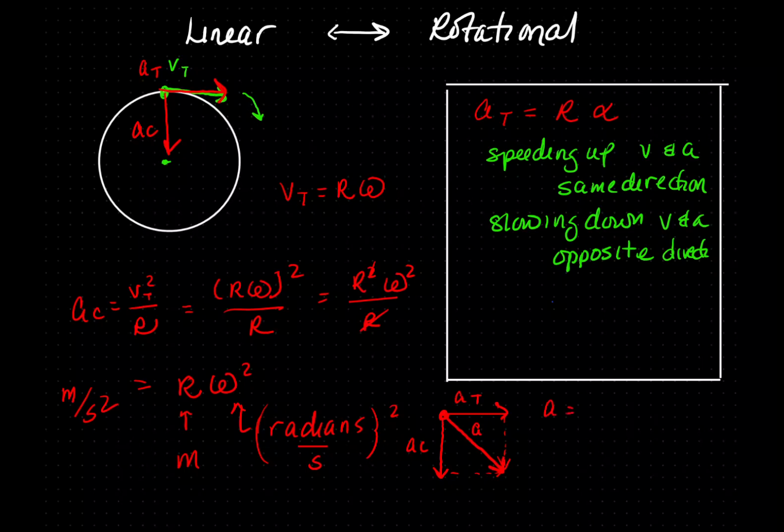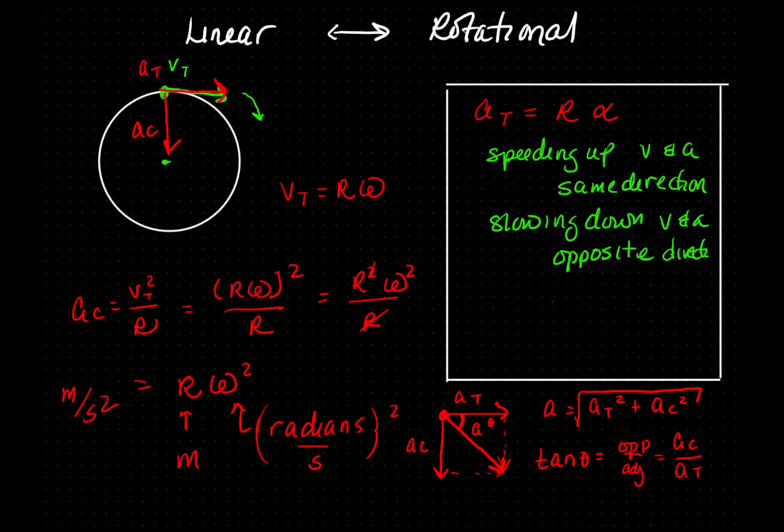So A is going to be Pythagorean theorem, so AT squared plus AC squared. Take the square root, and we could find the angle using tangent theta, which is opposite over adjacent. And opposite, if I choose this angle right here as my theta, that will be AC, centripetal acceleration, over tangential acceleration.